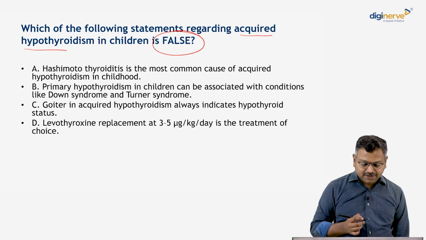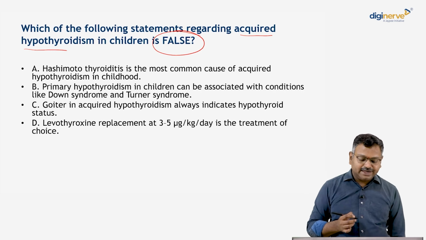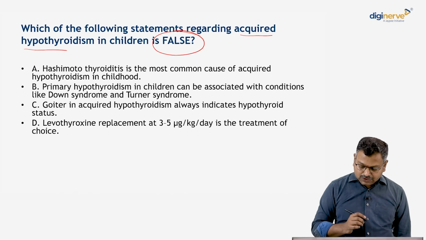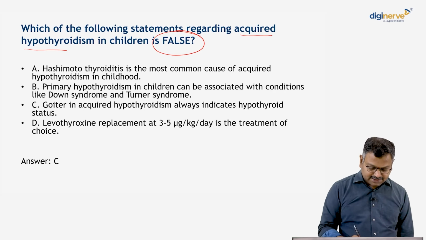Goiter in acquired hypothyroidism indicates hypothyroid status. Levothyroxine replacement 3 to 5 micrograms per day is the treatment of choice. Remember, goiter is not always a sign of hypothyroidism. It could be due to hyper, it could be due to euthyroid also. So goiter need not be a sign of hypothyroidism. So the answer here is C.